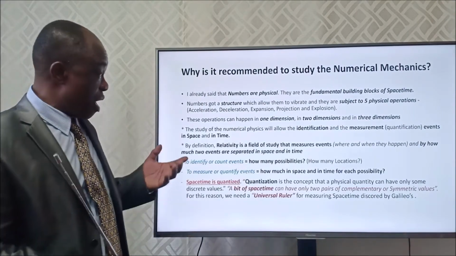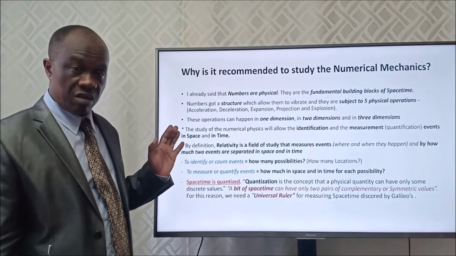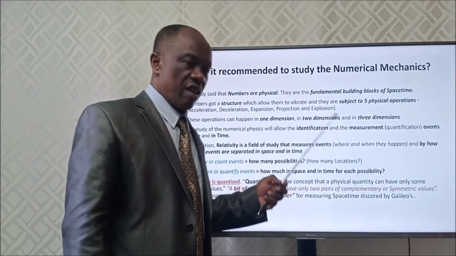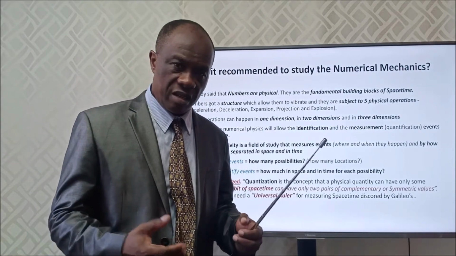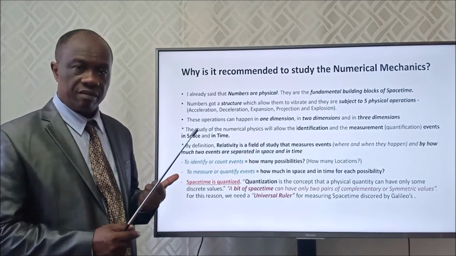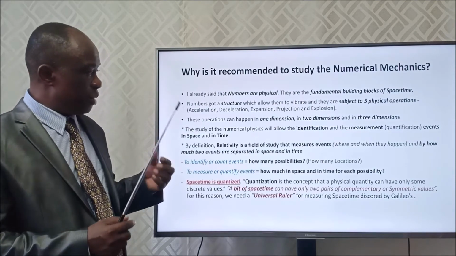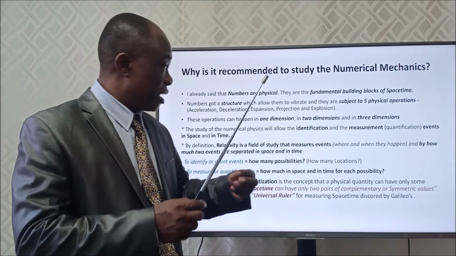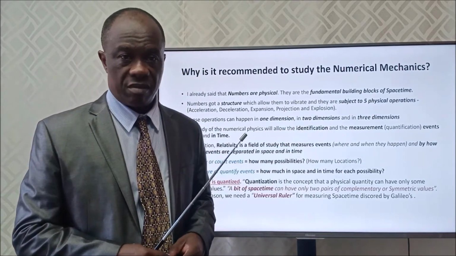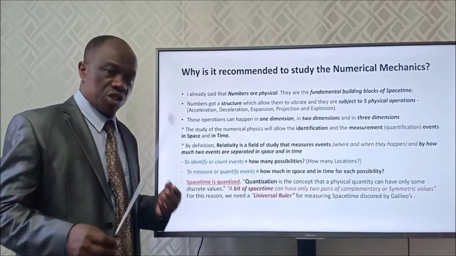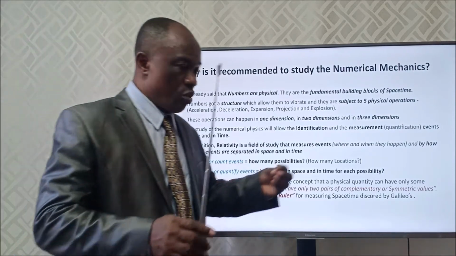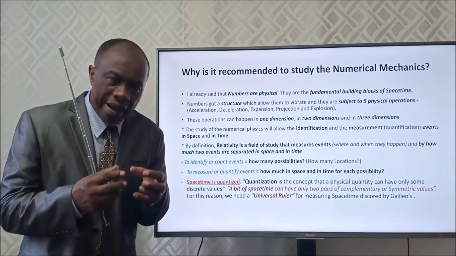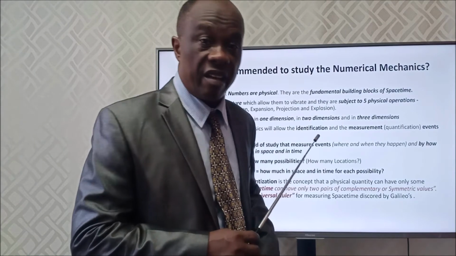The operations that allow us to study the vibrations of numbers are acceleration, deceleration, expansion, projection, and explosion. It simply means that a number can accelerate, a number can decelerate, a number can expand, a number can be projected, a number can explode. Through these operations, we will be able to bring out all the data from the numbers, and this will help us to measure events in space and in time.